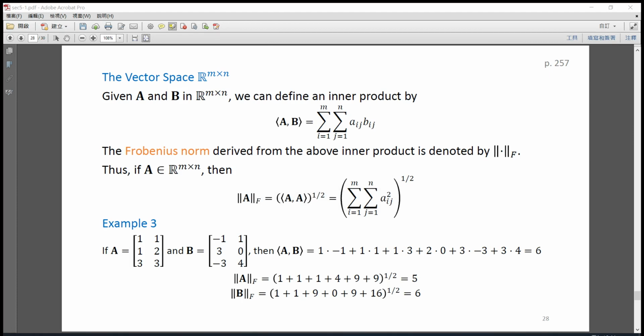Recall that in the vector space R m times n, we can define an inner product by the summation of Aij Bij, and we can use the inner product to define the Frobenius norm, which is the square root of the inner product of A and itself. You can verify that the Frobenius norm satisfies the three properties in the definition of the normed linear space. In example 3, we show how to compute the inner product and the Frobenius norm of matrices of dimension 3 times 2.